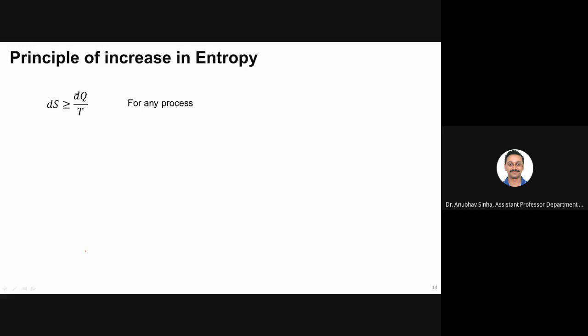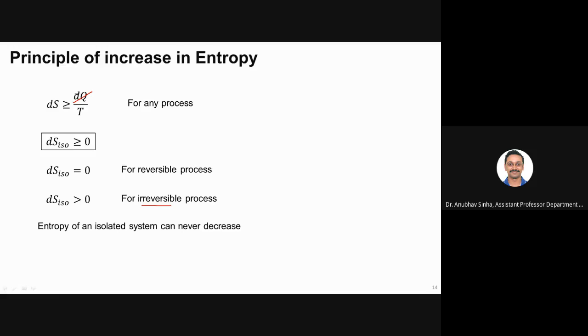So what we have seen is that dS is more than or equal to dq by T for any process, whether it is reversible or irreversible. Now, can I say that dS for an isolated system is more than or equal to 0? Can I say that or no? Yes, because for an isolated system dq will be 0. So dS of an isolated system is always greater than or equal to 0. It will be 0 if there is no heat transfer involved for a reversible process, and it will be more than 0 for an irreversible process.